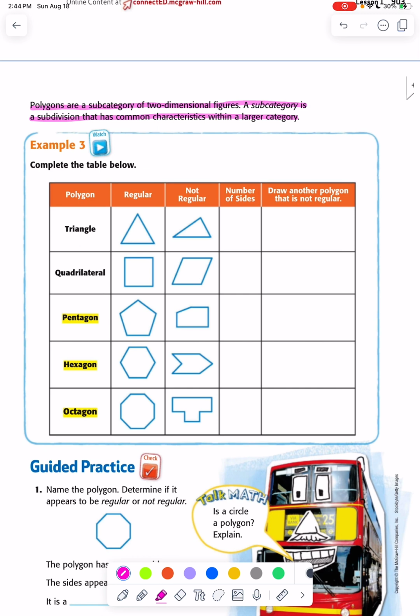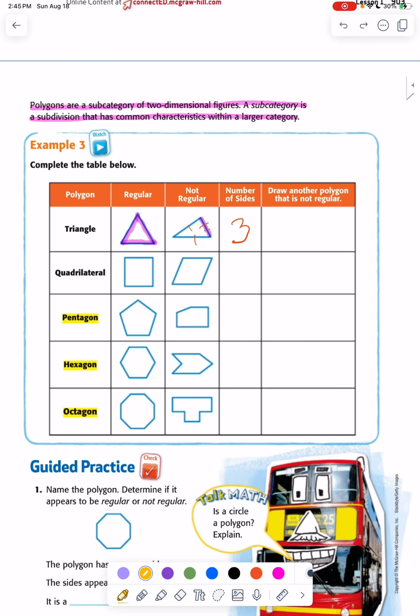If we look at this triangle here, we can see that this one is regular because all the sides are congruent. And this one is not regular because this side is definitely shorter than the other two. What's the same about these two polygons or triangles, whether they're regular or not, is that they all have one, two, three sides. Okay? They all have three sides. And then it says, draw another polygon that is not regular.